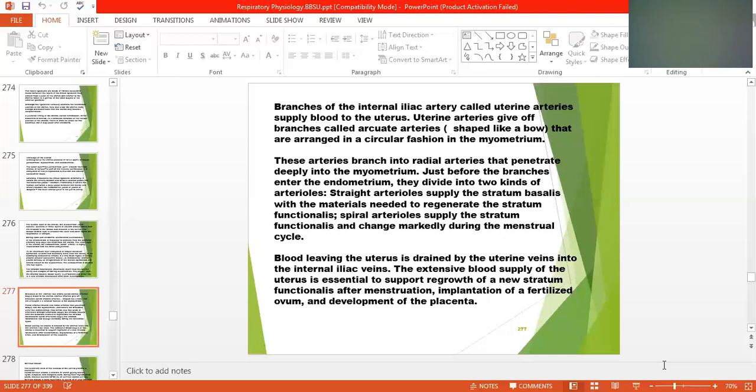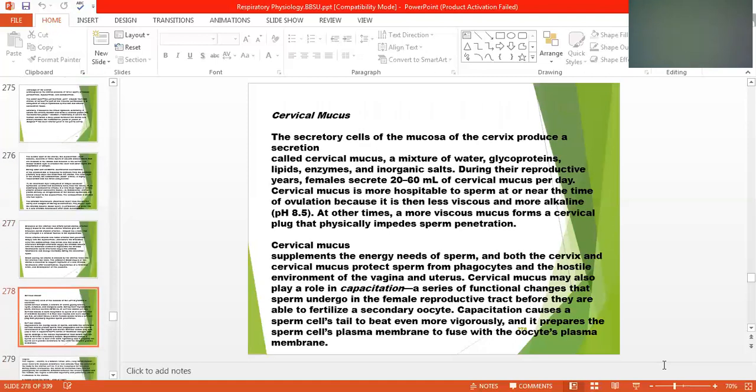The extensive blood supply of the uterus is essential to support the growth of a new stratum functionalis, which is removed at the time of menstruation, after menstruation, implantation of a fertilized ovum, and the development of a placenta.